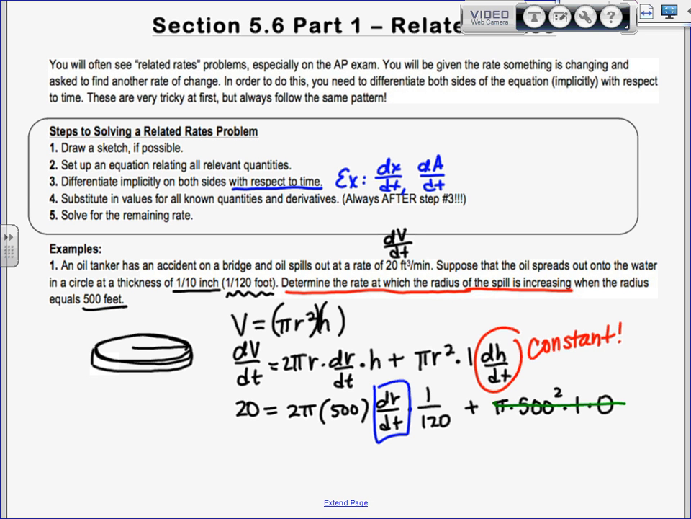Okay, so if I'm solving for dr over dt, you have to be very careful, one thing at a time. So we're going to have 20. And I'm going to multiply the 120 over, so I'm going to have 20 times 120. And then I'm going to start dividing by things. So now I'm going to divide by the 2 pi and divide by the 500. So you can combine them and have 1,000 pi, or you can do it like that.